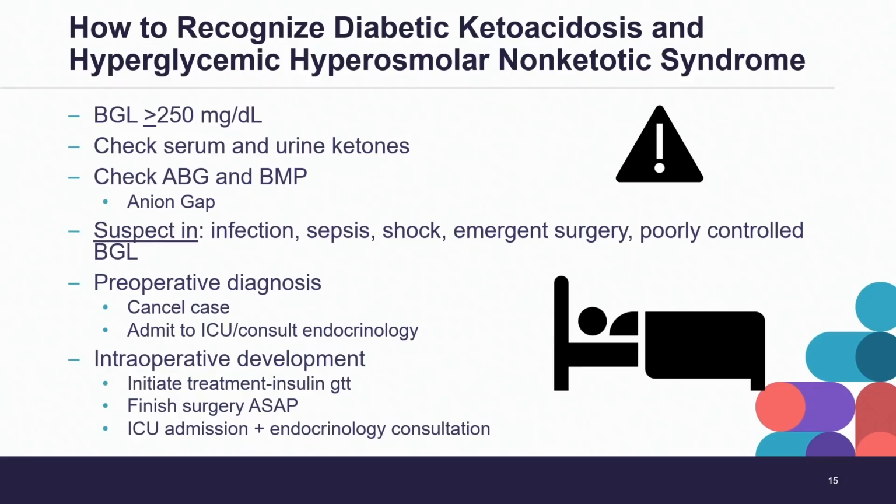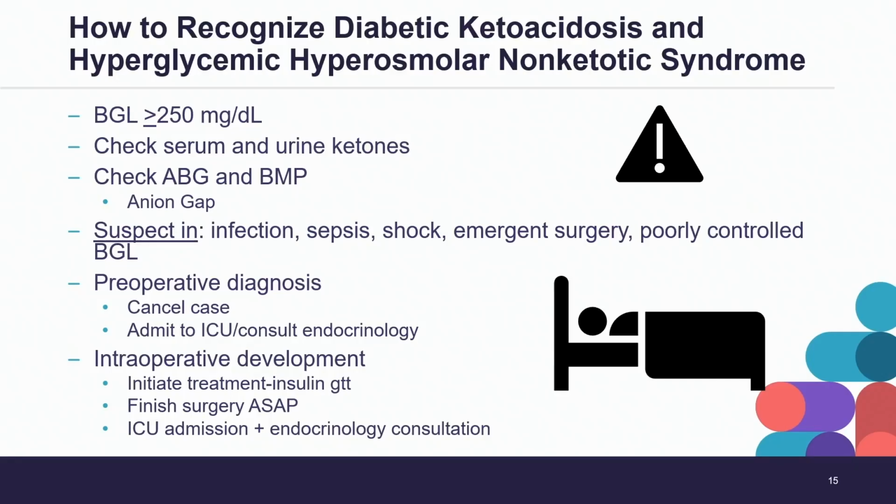I'll briefly talk about DKA and hyperglycemic hyperosmolar non-ketotic syndrome. So this should be suspected in anybody with a blood sugar over 250. Be sure to check serum and urine ketones. Check an ABG, BMP. With DKA, you'll have an anion gap, and it should be suspected in anybody with an infection, sepsis, emergent surgery, poorly controlled diabetes. So if you discover this preoperatively, you would cancel the case, admit the patient to the ICU, and consult endocrinology.